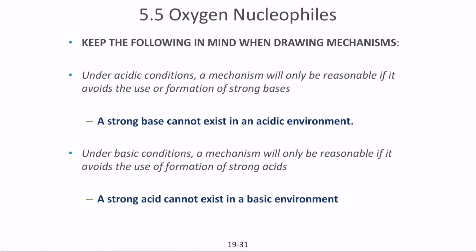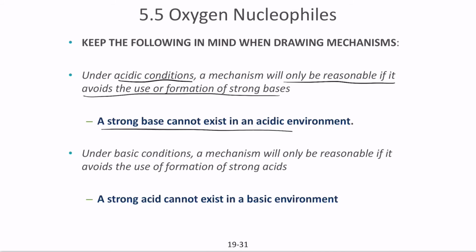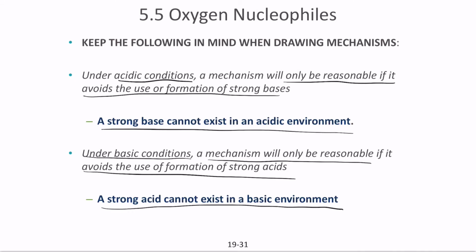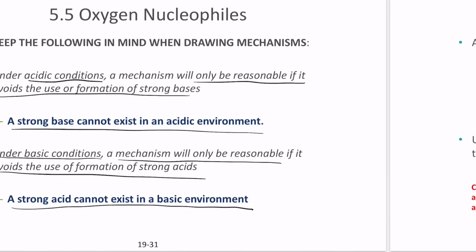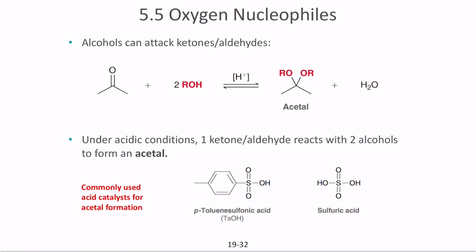Next, what are the things that you have to keep in mind when drawing the mechanism? Under acidic conditions, a mechanism will only be reasonable if it avoids the use or formation of strong bases, because a strong base cannot exist in an acidic environment. Under basic conditions, a mechanism will only be reasonable if it avoids the use or formation of strong acid. A strong acid cannot exist in a basic environment. So this is the difference between the two nucleophiles.